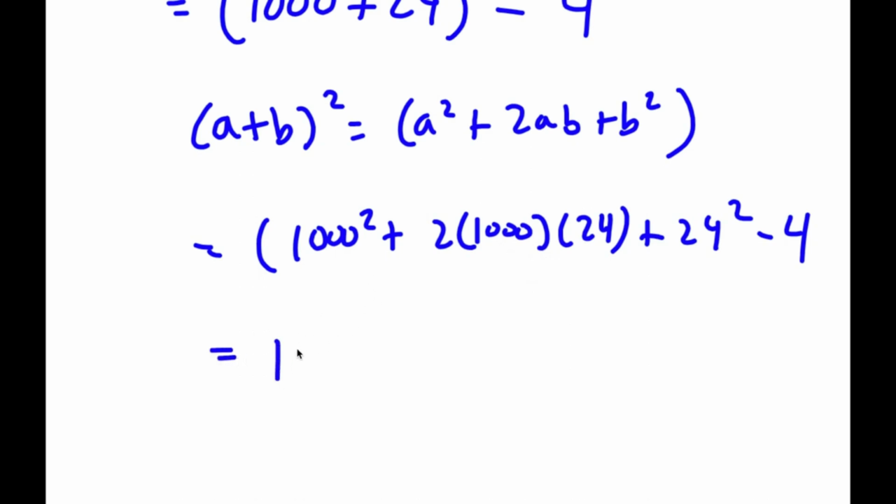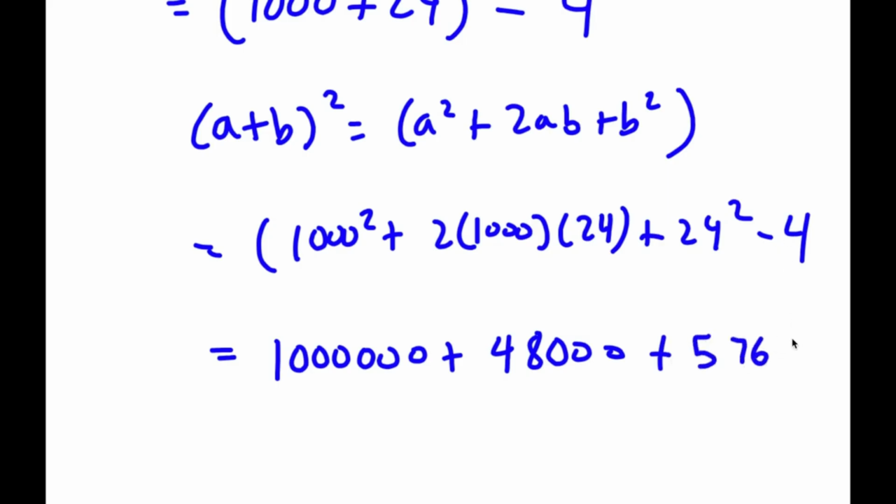Now 1000 squared, that's equal to 1 million. 2 times 1000, that's 2000. 2000 times 24, that's going to be 48,000. Plus 24 squared, that's equal to 576. And finally, I have minus 4 at the end.